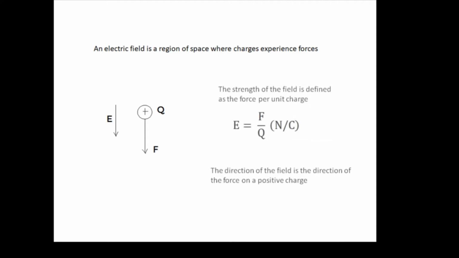Now, the strength of the field is defined as the force per unit charge. So big E is F over Q, and big E is measured in newtons per coulomb, the force per unit charge. The direction of the field is the direction of the force on a positive charge. If there was a negative charge on this diagram, then the force would be in the opposite direction. As it's a positive charge, then the force is in the direction of the field.